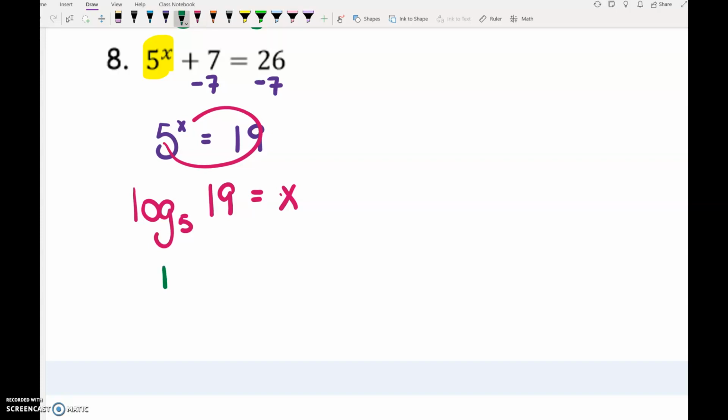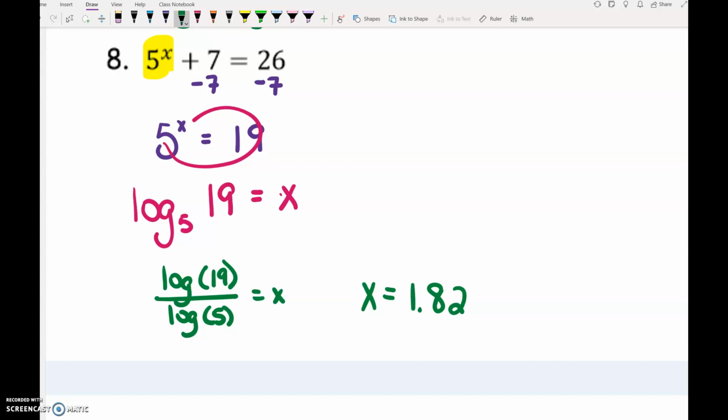To evaluate this, we use change of base. Log button 19 divided by log button 5. Log button 19, close my parentheses, divided by log button 5, close my parentheses. I get x equals 1.829. It doesn't say how far to round, but typically 3 places after the decimal is a good amount with logarithms.